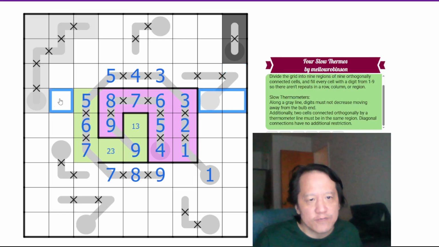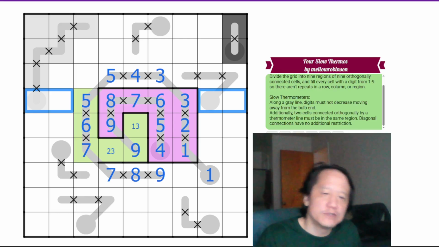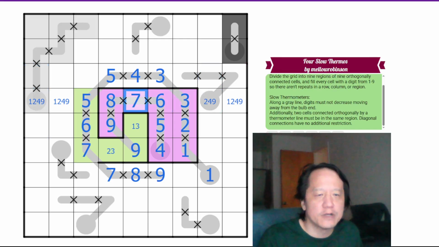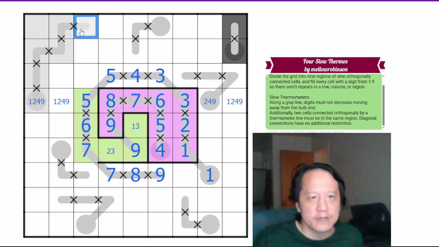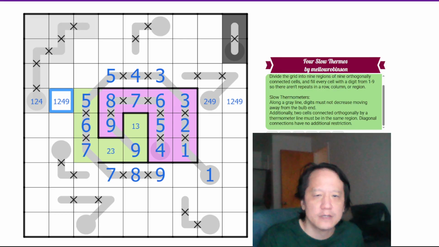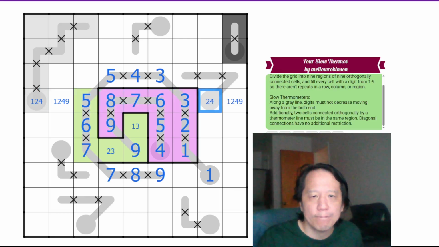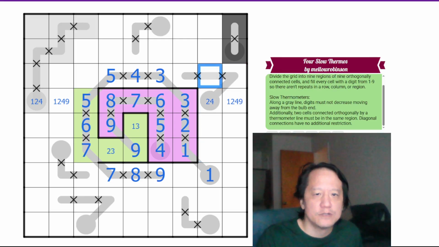Remaining digits of row 4, we have 1, 2, 8, and 9. No, 1, 2, 4, and 9. So no 1 here. This digit is less than 1, 2, 3, 4, 5 cells, so it cannot be 9. This is digits less than 3 cells, so this can't be 9. So let's go along with this. 2 at minimum. This could be 2 also.